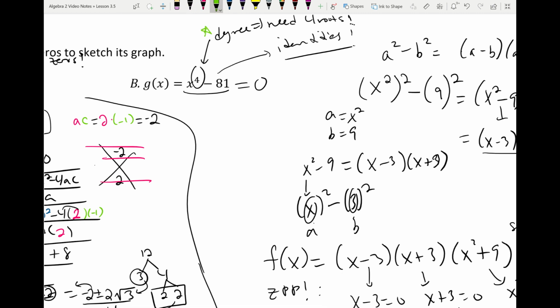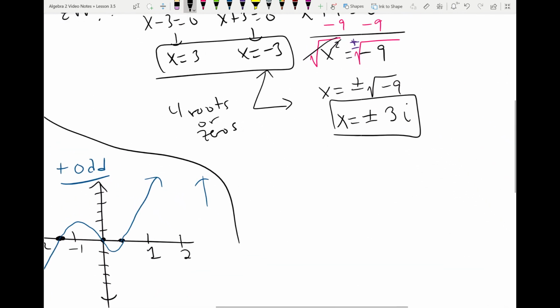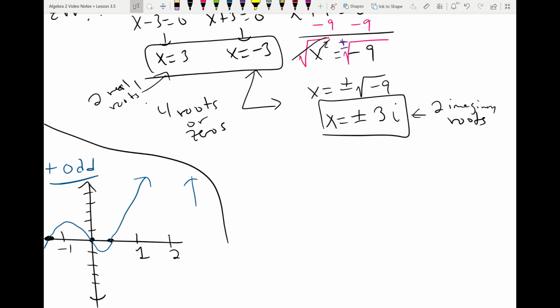So this is kind of important right here. Since our degree is 4, we need 4 roots. In this case, we have 2 imaginary and 2 real. So we have 2 imaginary roots, and we have 2 real roots. All right, so this means that the imaginary roots will not cross the x-axis because they're imaginary. The real roots will cross the x-axis.